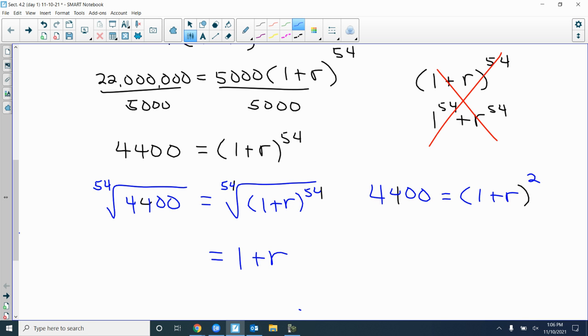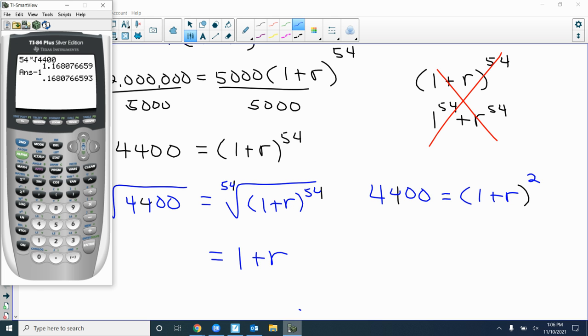Now you may or may not know how to use the 54th root on your calculator. It is under math. If you take a look there, number 4 is the cube root. Number 5 has a little x there. It means you can put in anything you want for that root. You have to type it in first, though. If I just go to 5, well, what was the problem? Whatever my answer was, it's trying to use that as the root, and it wouldn't take it. So I have to go 54, then math, number 5, and then 4,400.